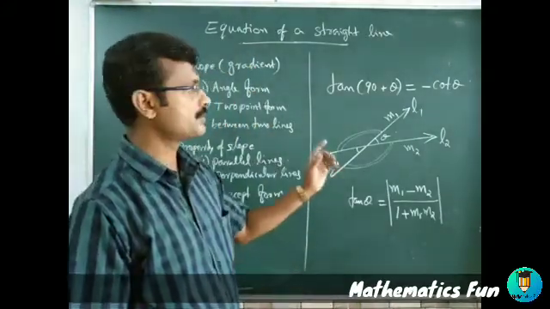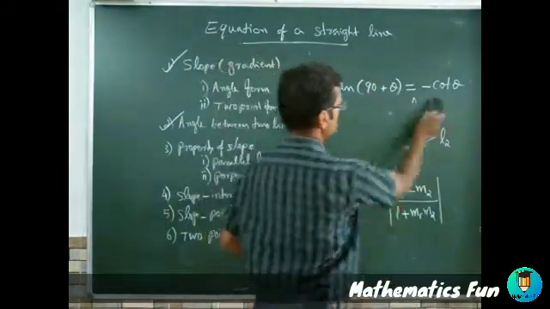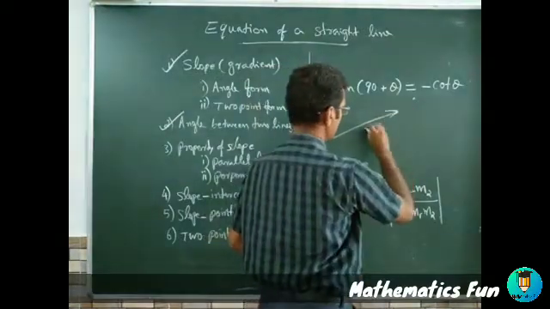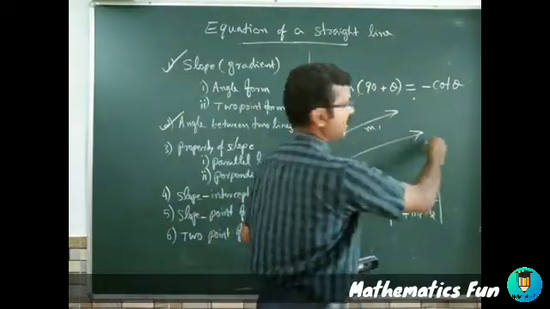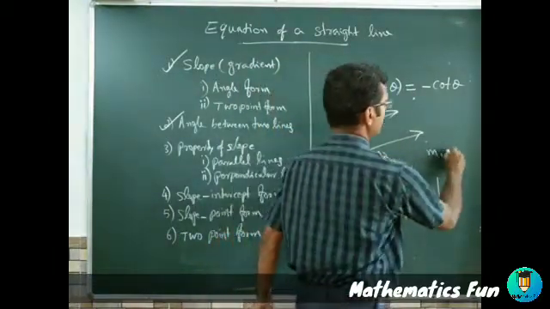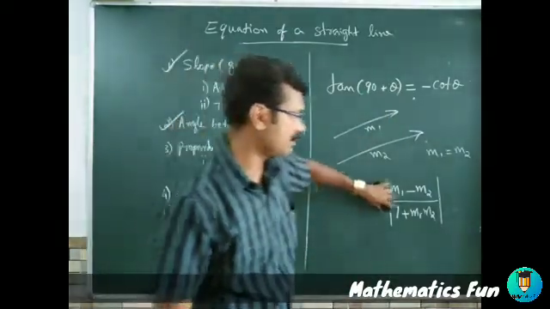You studied that if one line's slope is m1 and another line's slope is m2, then the slopes are equal if the lines are parallel. If one line's slope is m1, and a line parallel to it has slope m2, then m1 is equal to m2. That is, if two lines are parallel, their slopes are equal.